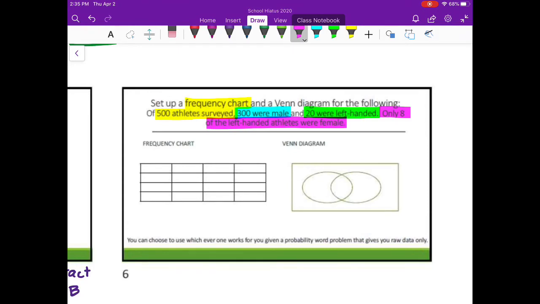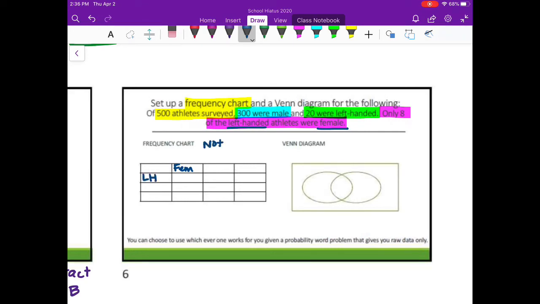In this overlap with the left-handed and the female, this tells me that these are my two categories, left-handed and female. So I'm going to put those into my chart, female and left-handed.